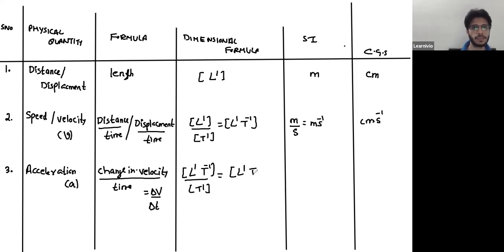What about the unit? Meter per second square. Yeah. So the unit is meter per second divided by seconds, so it would be meter per second square. What about the CGS? Centimeter per second square.